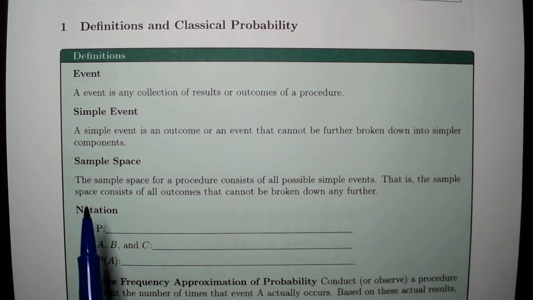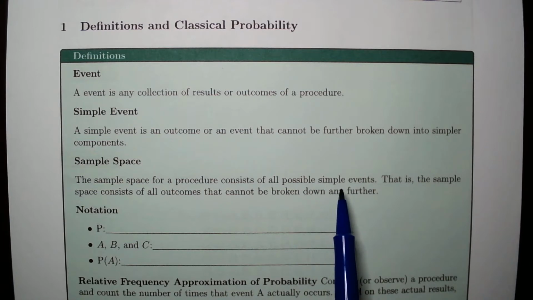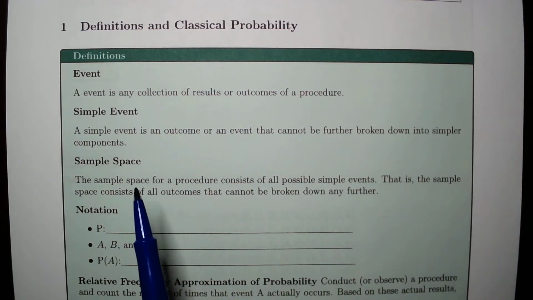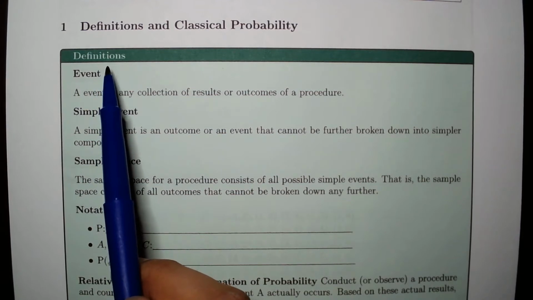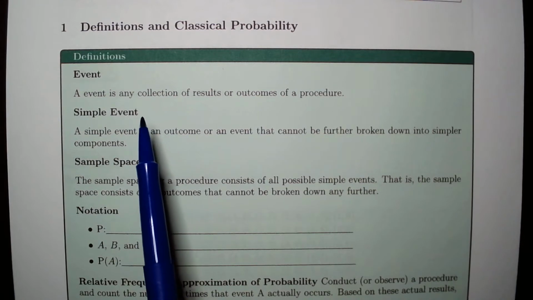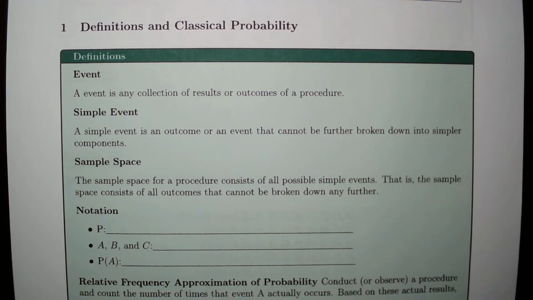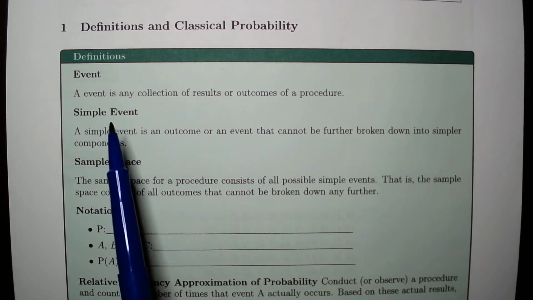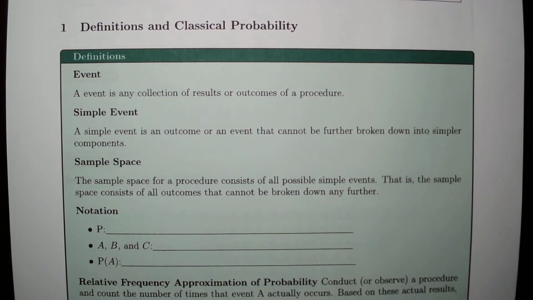Sample space. The sample space of a procedure consists of all the possible simple events. That is, the sample space consists of all outcomes that cannot be broken down further. So for example, rolling a die, simple events, all the possible outcomes. What are the possible outcomes of rolling a die? Well, 1, 2, 3, 4, 5, 6, for a classical die. So in this case, the event of rolling a die is broken down into simpler events, which are 1, 2, 3, 4, 5, and 6.